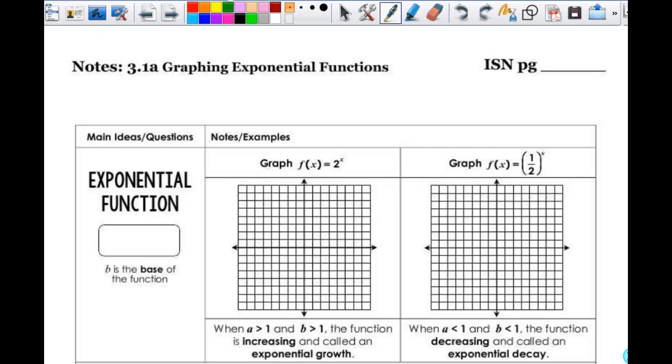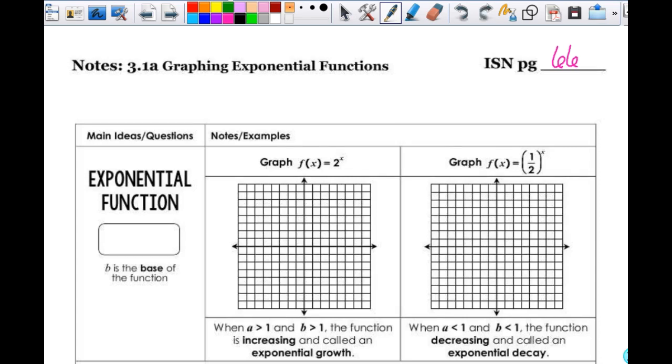Right, so this is graphing exponential functions. This one is going on page 66. So everybody write 66 in the blank, because it drives me crazy. You're like, I don't know what page it goes on. I write it in that blank every day, plus it's on your calendar. Right, so it goes on page 66.